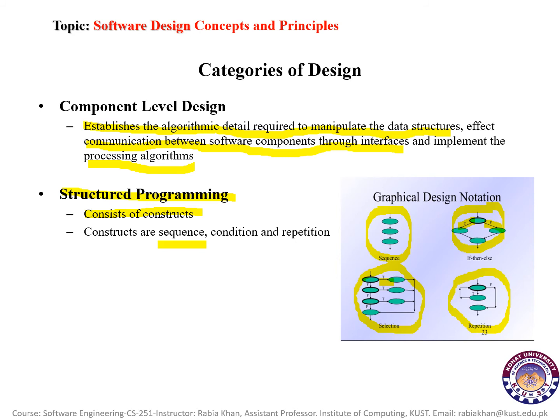While the repetition allows for looping. You have different types of loops such as for loop, while loop, do-while loops. So that means some sequence of actions is performed a specific number of times. So these three constructs are fundamental to structured programming. That means they are important component level design techniques.